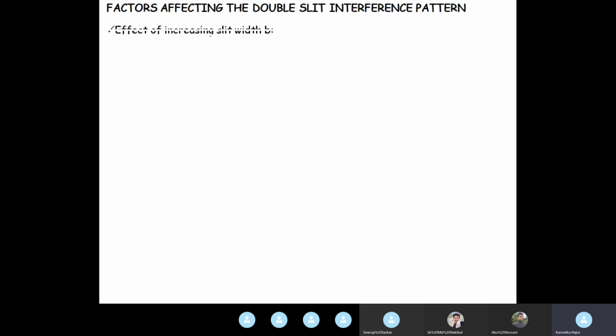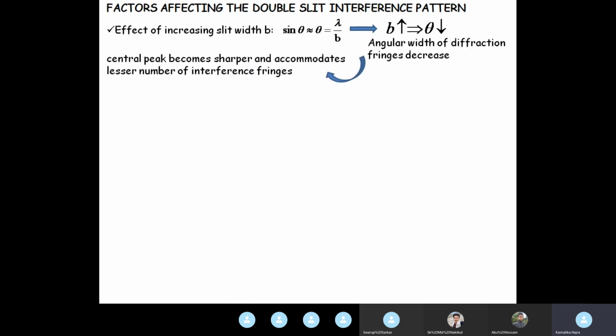All right. Okay, so you realize that if you increase the slit width, then the central maxima would become sharper and it would accommodate lesser number of interference fringes. What happens if you increase the slit separation? That is, suppose you increase the value of D, the slit separation.